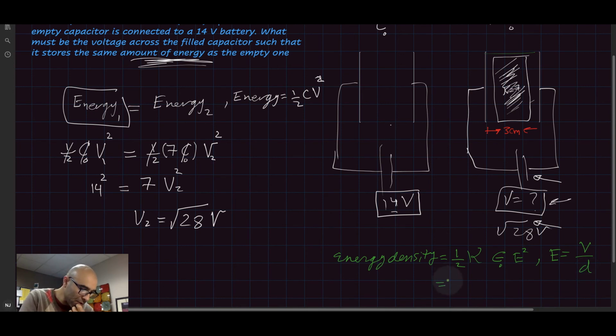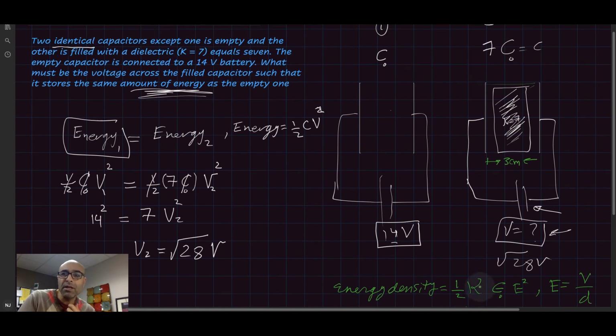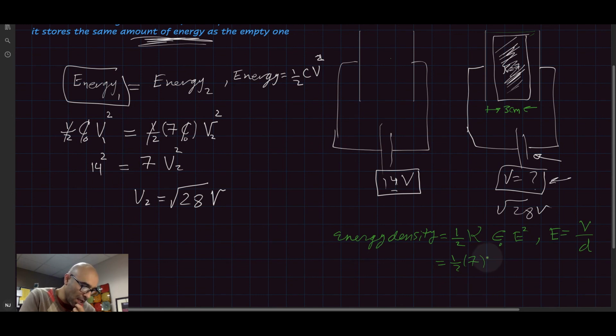So let's plug in the numbers. 1/2 kappa, kappa is 7, right? And epsilon 0 is 8.85 times 10 to the minus 12. You should be given this value. And it's in Coulomb squared per Newton meter squared. And E squared is equal to V squared, which is 28, divided by the distance, which is 0.03 squared. We already squared the 28. We took out the square root here.